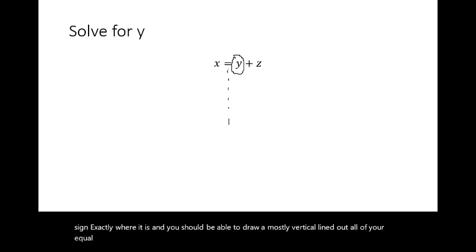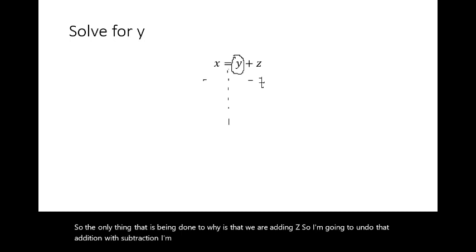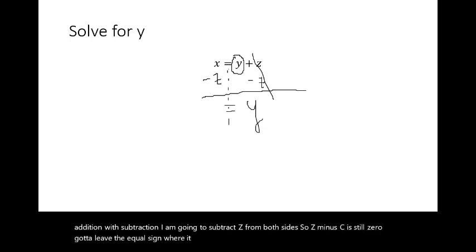So what we're going to do is, when you get a variable by itself, you are going to undo all operations that are being done to it. The only thing that is being done to y is that we are adding z. So I'm going to undo that addition with subtraction. I am going to subtract z from both sides. So z minus z is still 0. I'm going to leave the equal sign where it is. y is now by itself.